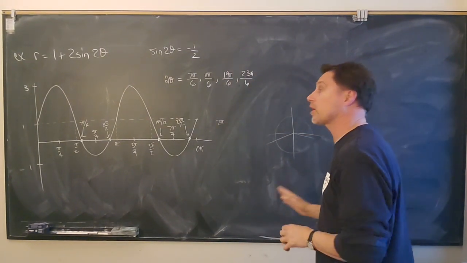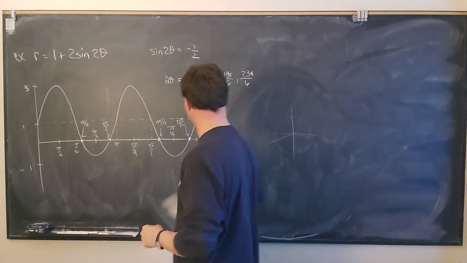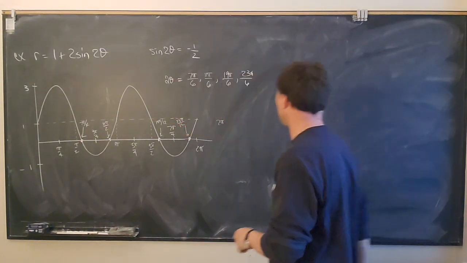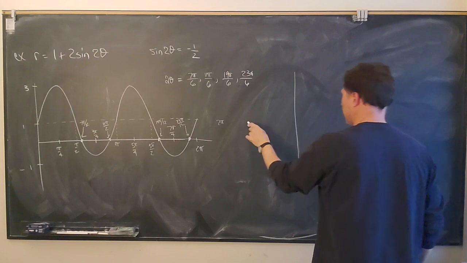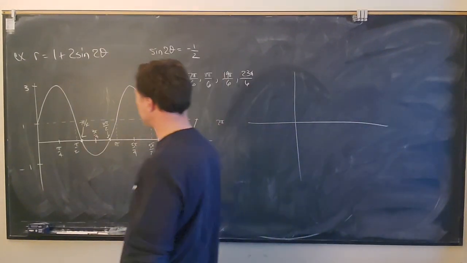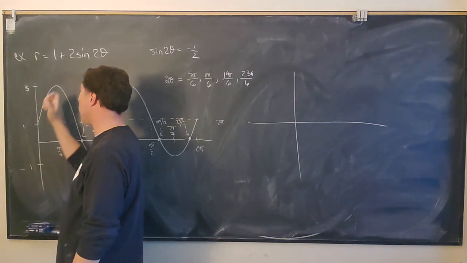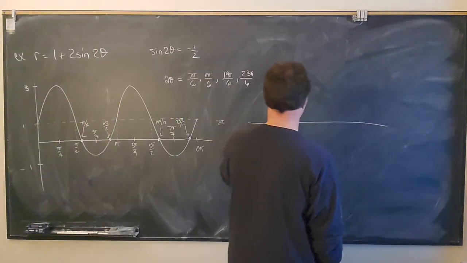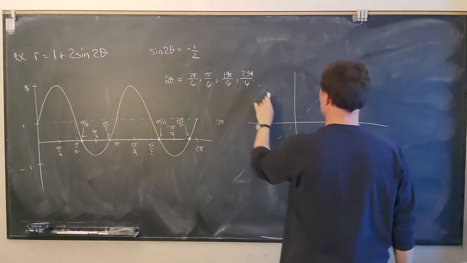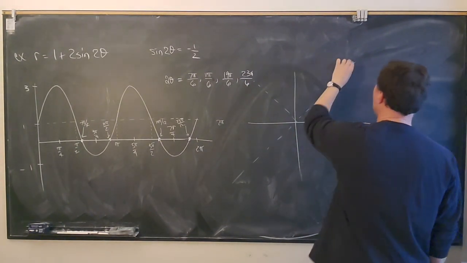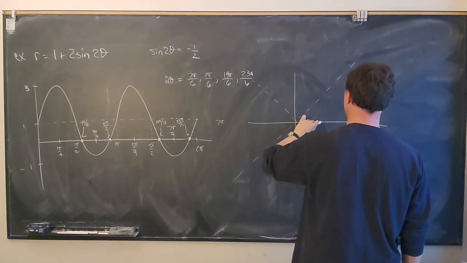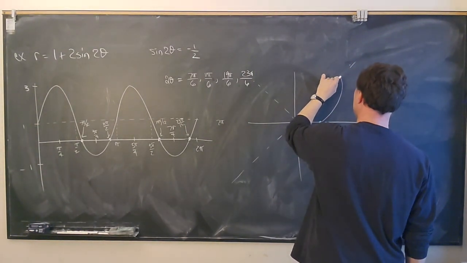Okay, so now we've marked the key features of this graph, and this is everything that we need to know to sketch in the xy plane. Okay, so what do we have? From 0 to pi over 4, we're going to have a radius going from 1 to 3. So at an angle of pi over 4, we start off at distance 1, and we're going to end up at distance 3 from the origin.